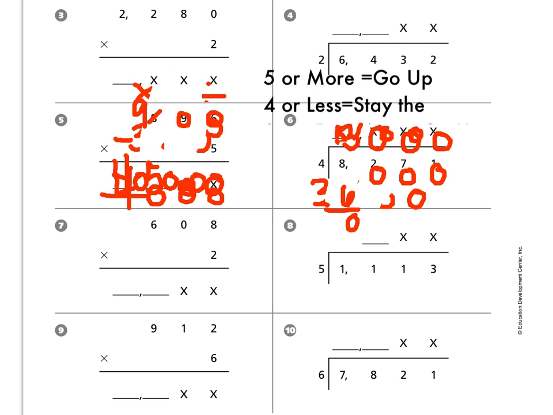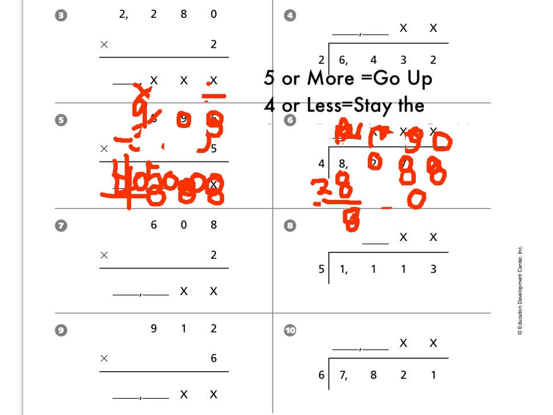Let's look at number 6, where we're dividing. Let's look at the 8 and the 2. Remember, the 2 is the boss, the 8 is the worker. 2 tells the 8 to stay the same because it is less than 4. So the 8 stays the same and everything to the right changes to zeros. 4 goes into 8 2 times. 2 times 4 is 8. You can subtract and you get 0.